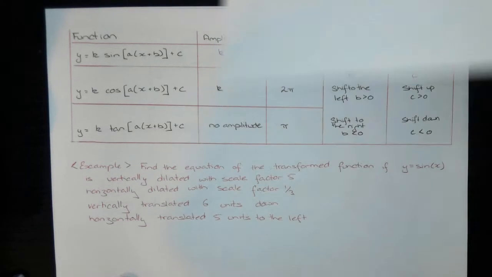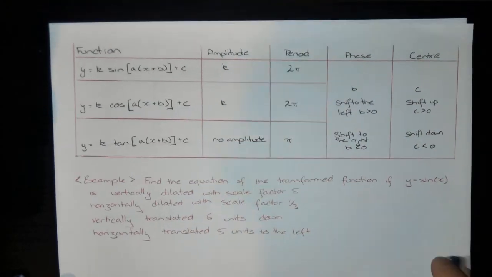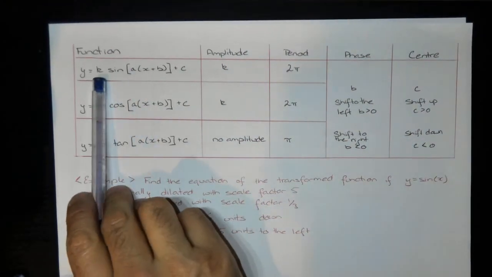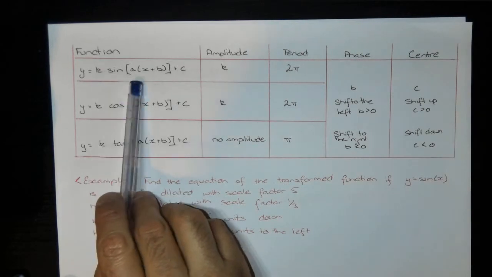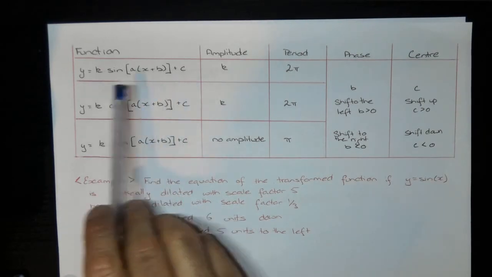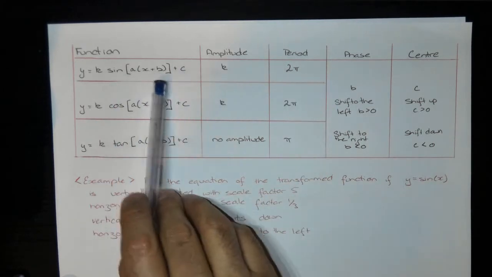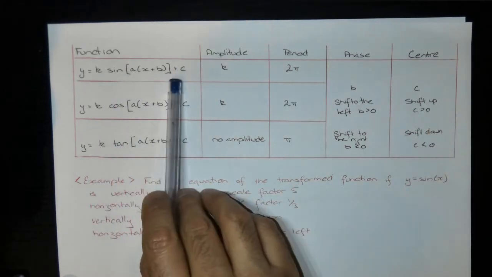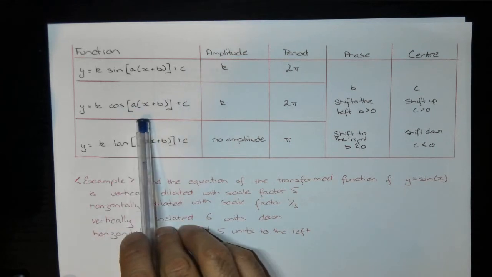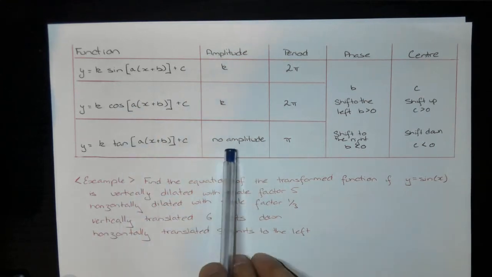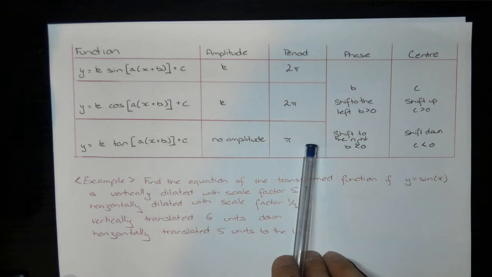Alright, so it can be broken down as if you've got y equals k sine(ax plus b) plus c: the amplitude is k, the period is 2 pi over a, the phase is b, and the center is c. Same thing goes for cos. Obviously with tan there is no amplitude and the period is pi.